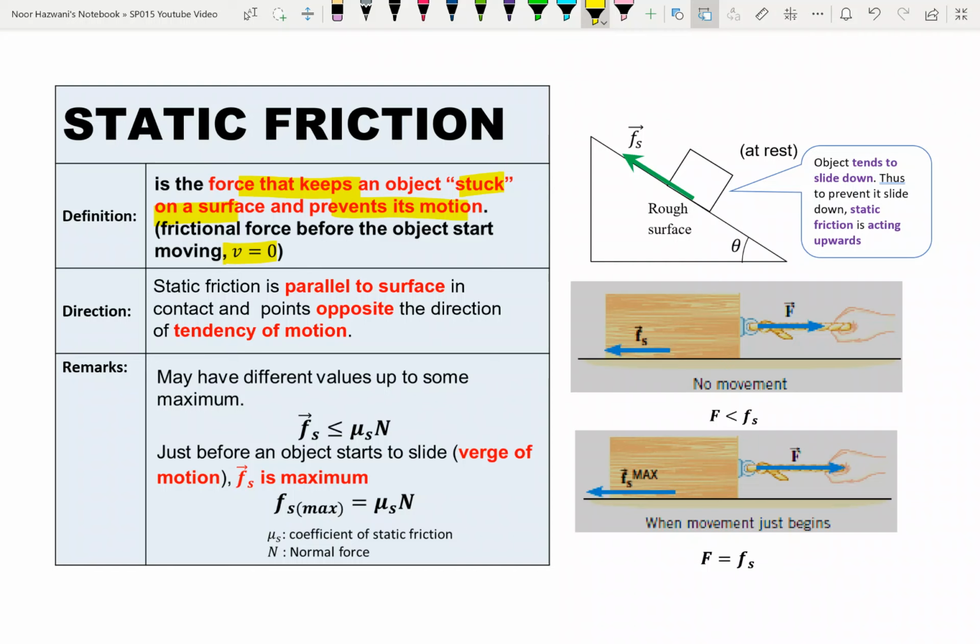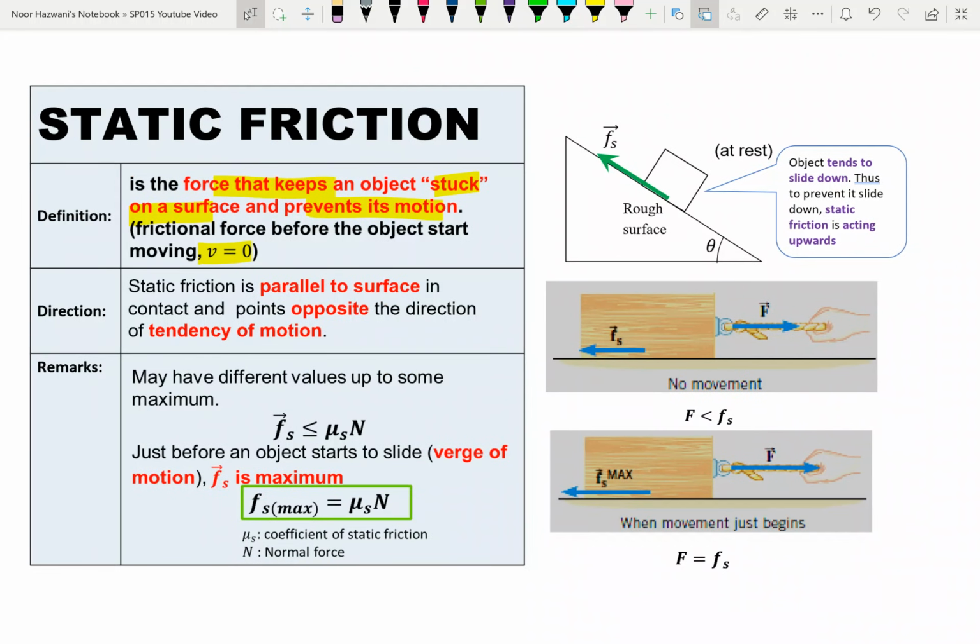Okay? Lepas tu, kalau you nak kira static friction, you akan guna equation ni: Fs equals to mu S N, where mu S ni adalah coefficient of static friction and N is normal force. Okay? Lepas tu dia kata, Fs ni dia ada different value lah, depends on the surface kadang-kadang.